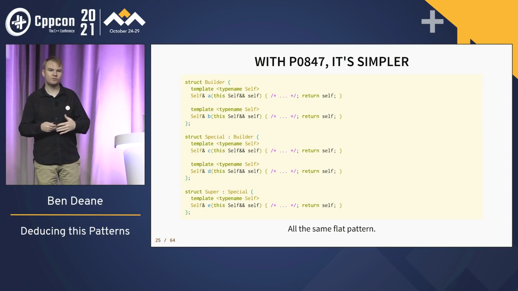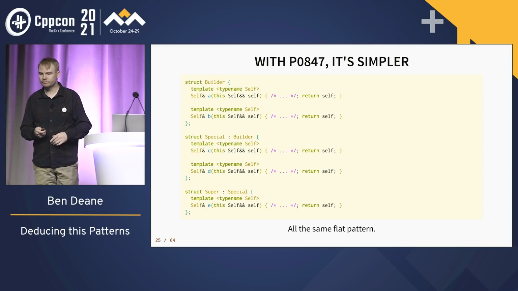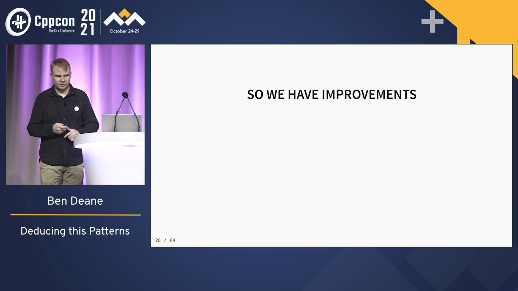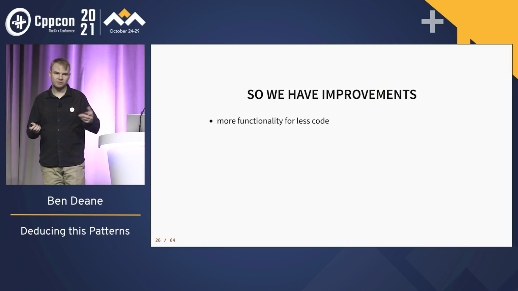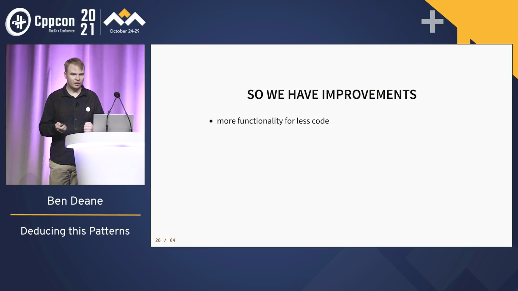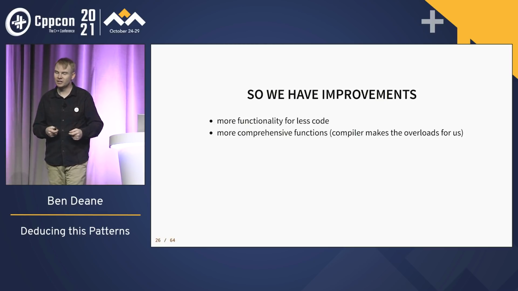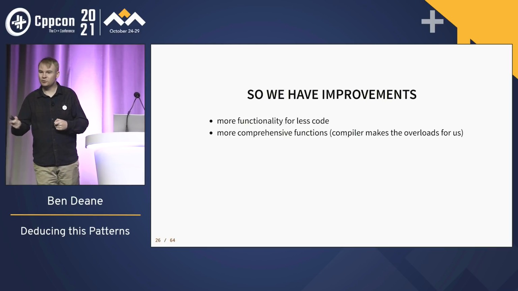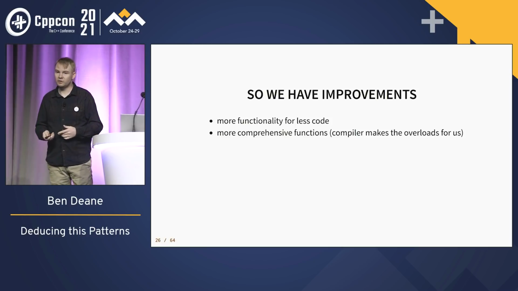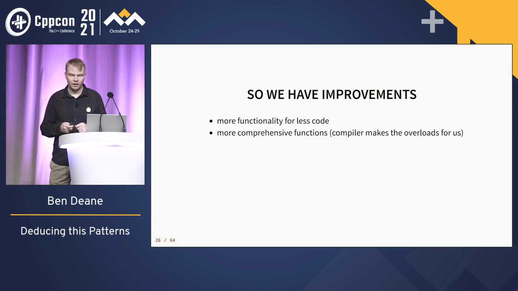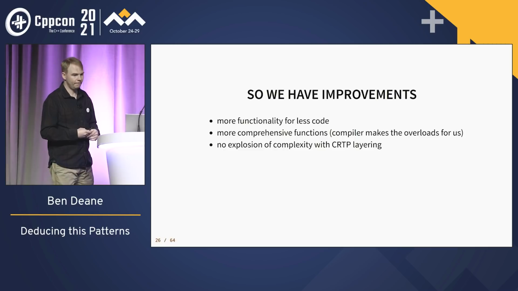So CRTP really just goes away and becomes this much simpler thing with P0847. So, we have improvements. We get more functionality for less code because you can write getters and all that stuff with the deduction. You get more comprehensive functions because today the very high likelihood is that we're not writing all of these overloads, and it's very easy to accidentally trigger one of those overloads and get a copy where you didn't want one. Well, now the compiler will make all those overloads for us because it's a function template. And CRTP now becomes much more layerable. We don't get that explosion of complexity, right?